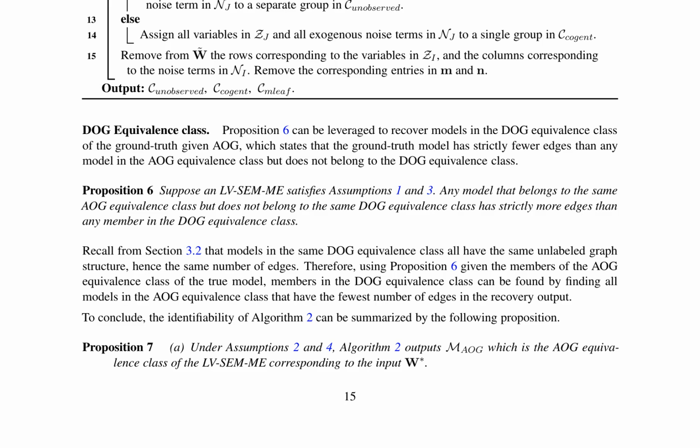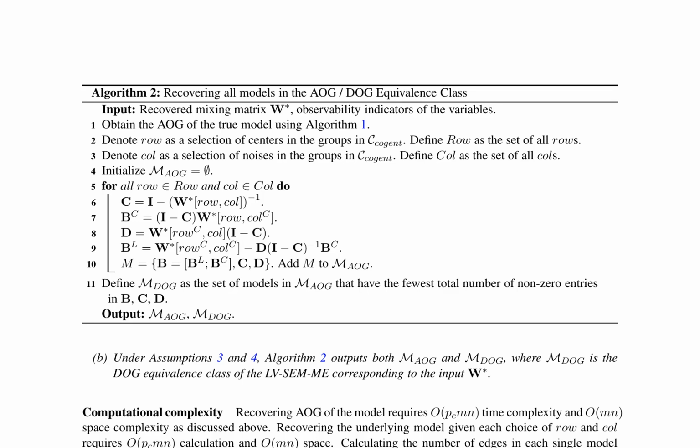Proposition 6 is leveraged to recover models in the DOG equivalence class, which is defined as the set of models with the fewest edges. The authors show that any model that belongs to the same AOG equivalence class but does not belong to the same DOG equivalence class has strictly more edges than any member in the DOG equivalence class.